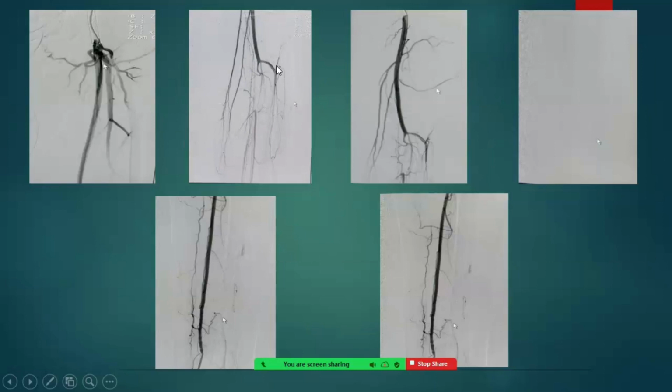Within 2 weeks, after the inflow disease is corrected, the patient has the formation of the collaterals and visualization of this ATA and PTA vessel. So now we can have a better result by doing the BTK angioplasty. This is the importance of giving time to the patient, after 2 weeks, so he can develop the collaterals. So we can have a better result in the second sitting.